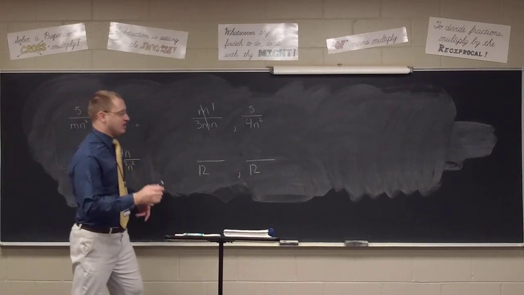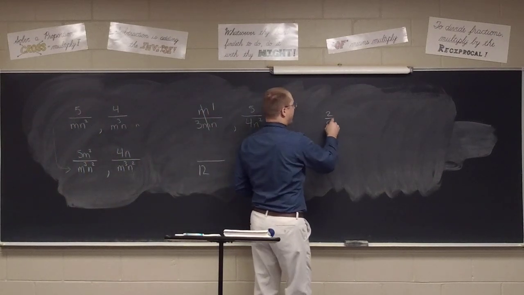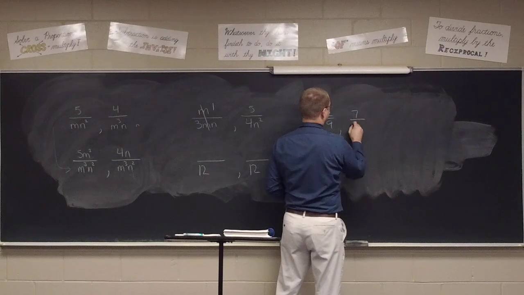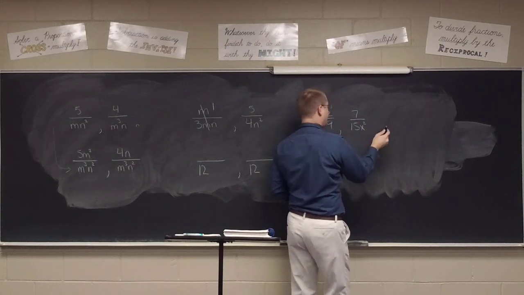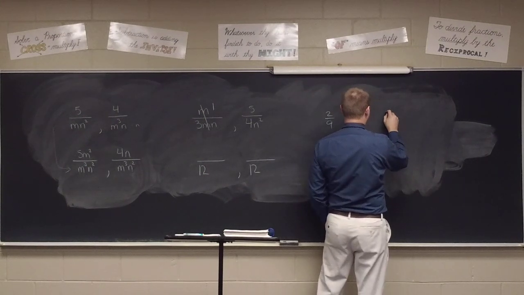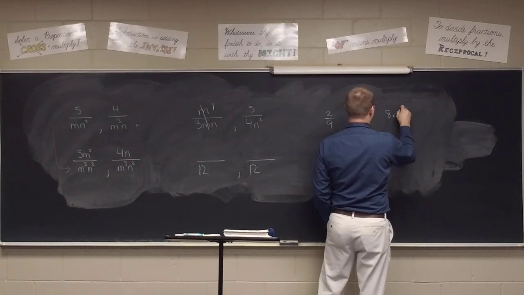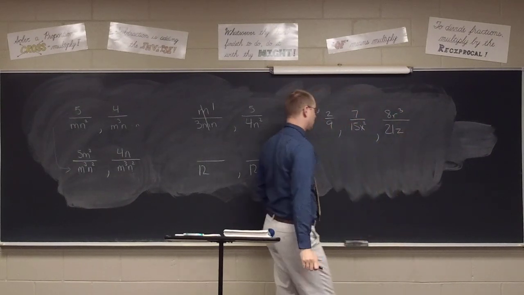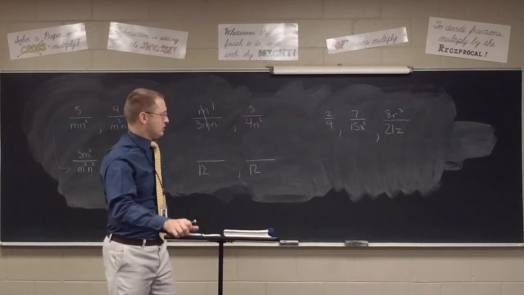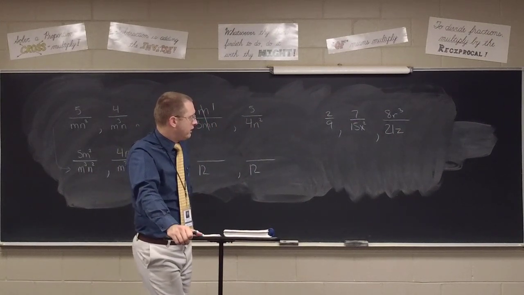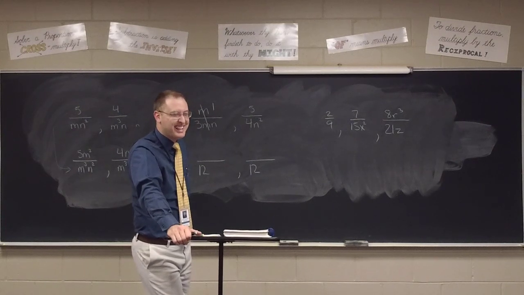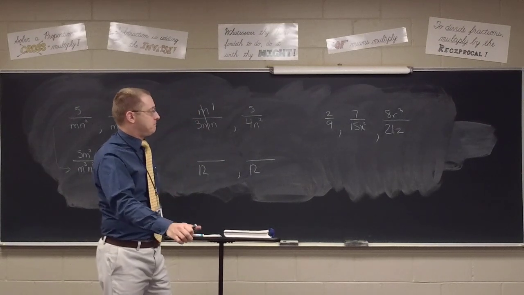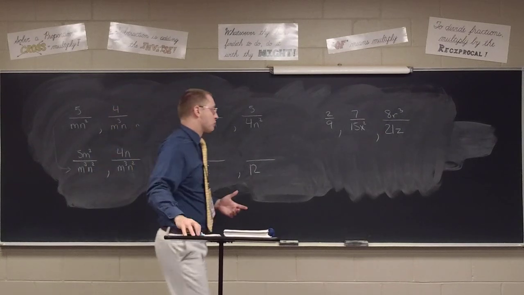But for instance, if I had 2/9 and 7 over 15x squared and 8r cubed over 21z. Well, what number has 9, 15, and 21 in it? I have no idea. I don't know. Okay, well, this is where I'm like, okay, let's see.